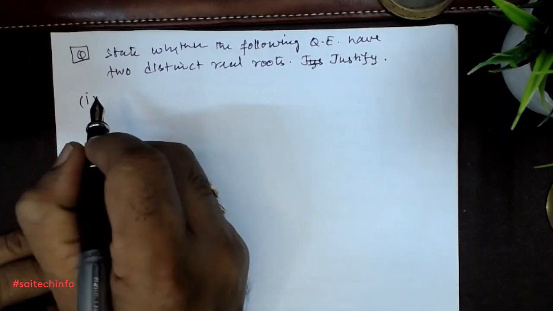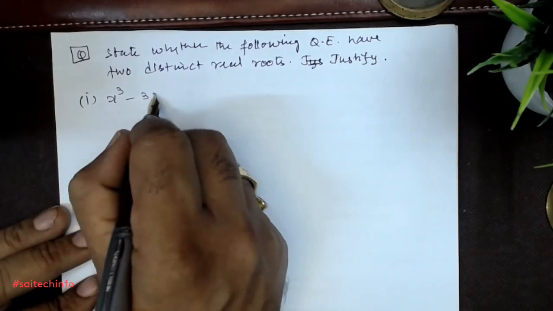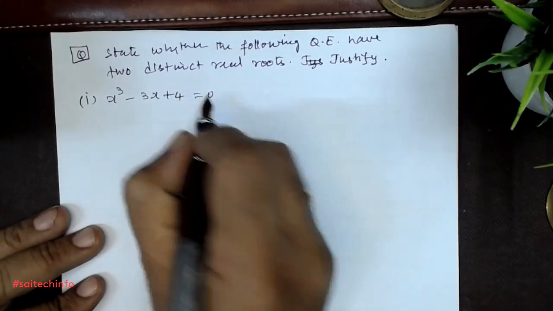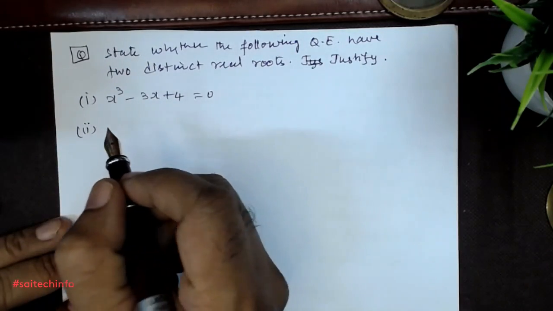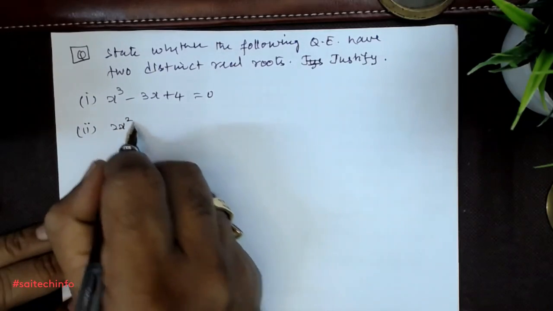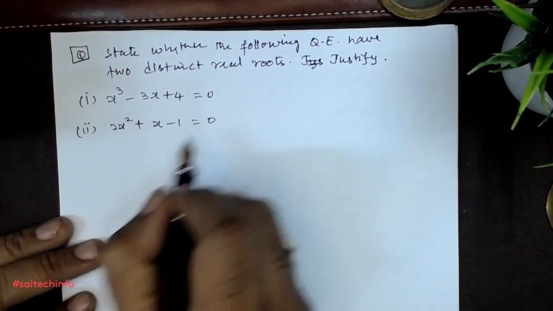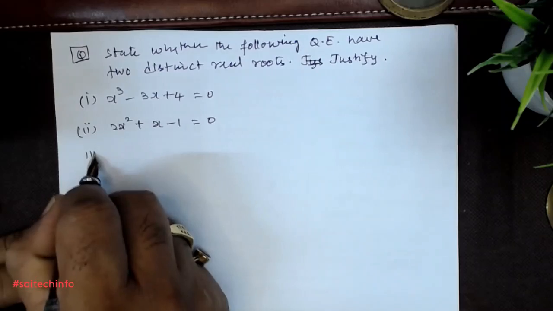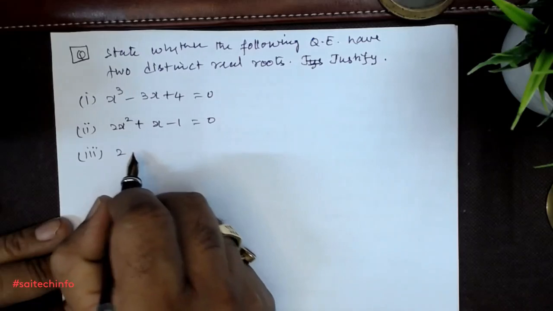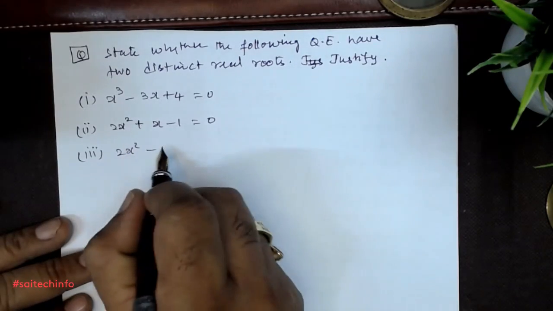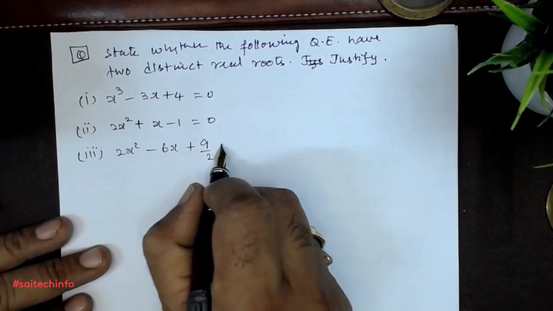1. x squared minus 3x plus 4 is equal to 0. 2. 2x squared plus x minus 1 is equal to 0. 3. 2x squared minus 6x plus 9 by 2 is equal to 0.